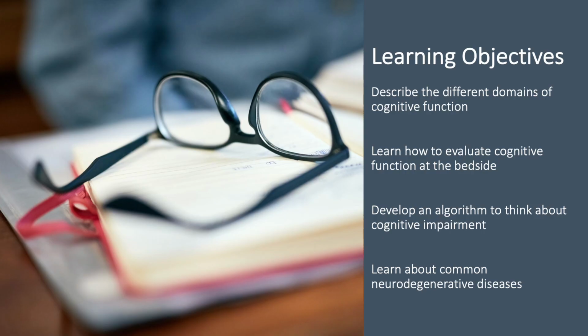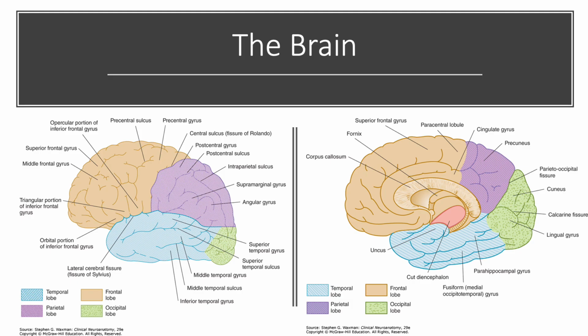During the course of today's talk, we will describe the different domains of cognitive function. We will learn how to evaluate the different cognitive domains at the bedside, and we'll try to think about an algorithm or a system that we can and should be using when we are trying to assess cognitive impairment at the bedside. And we'll learn a little bit about the common neurodegenerative diseases that present with cognitive dysfunction.